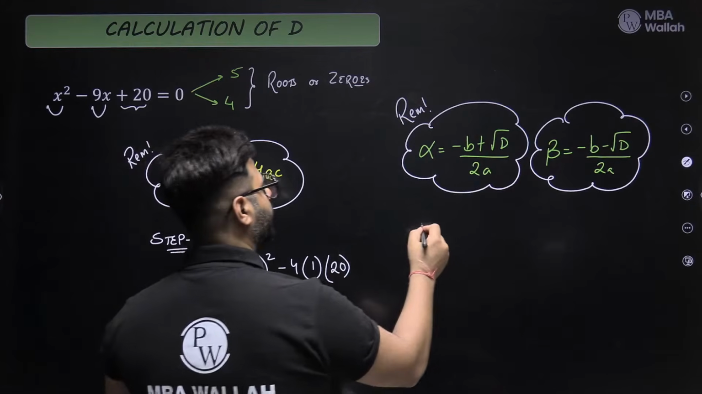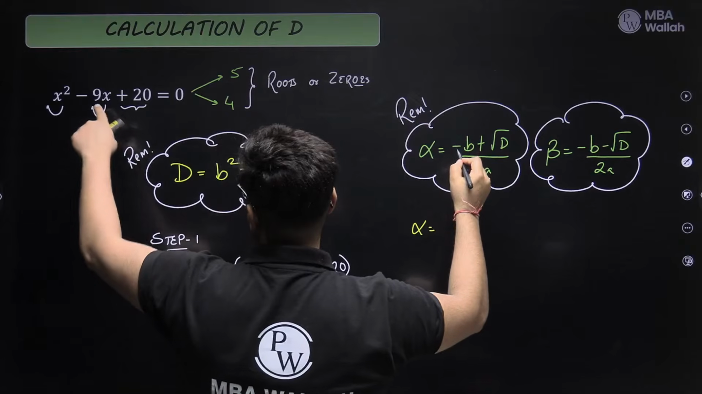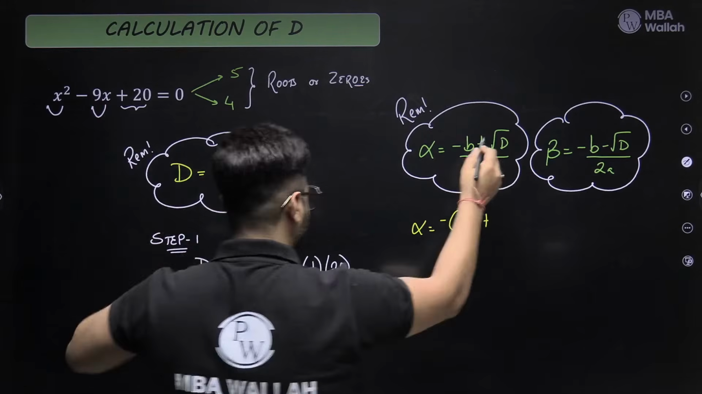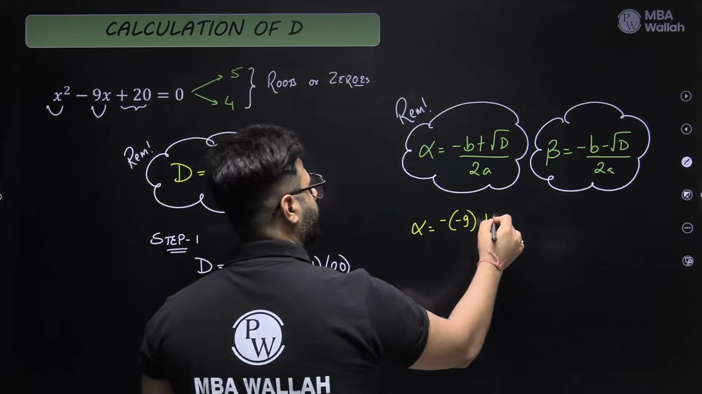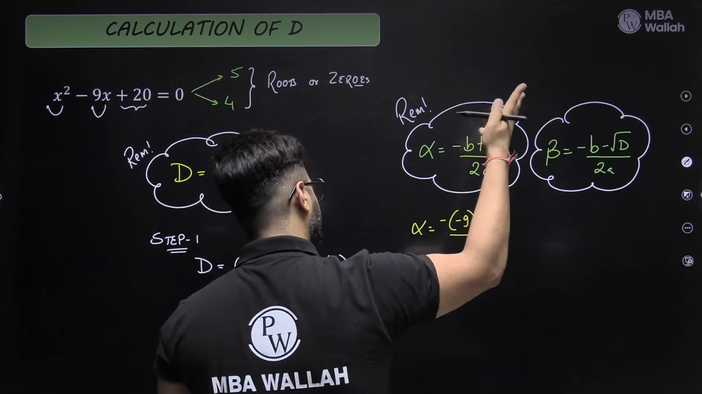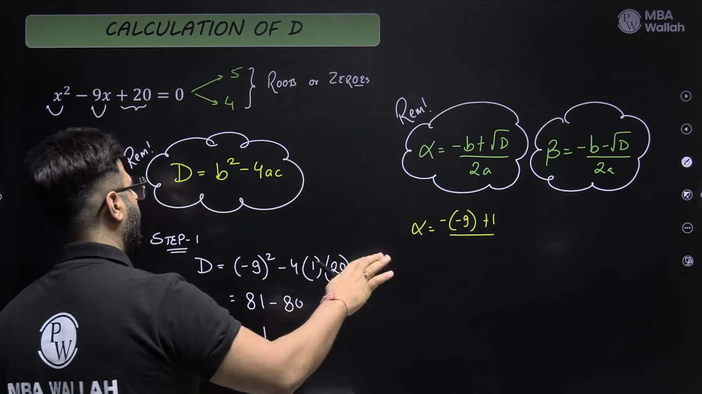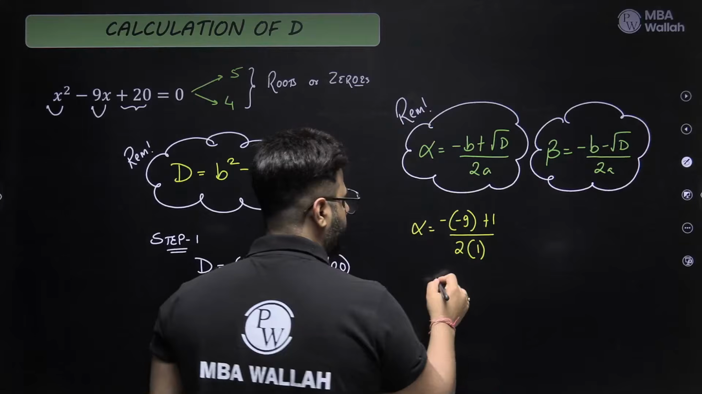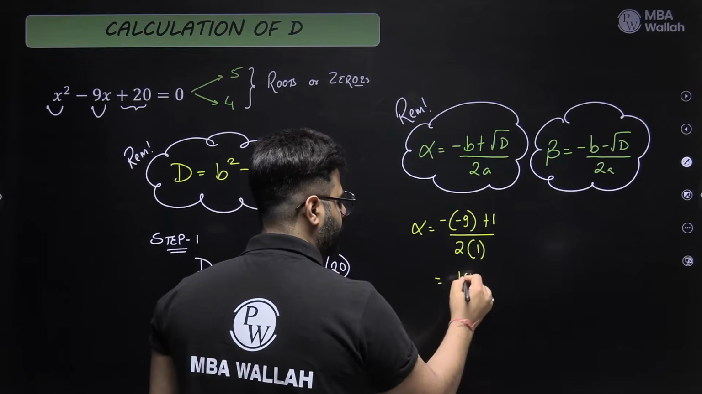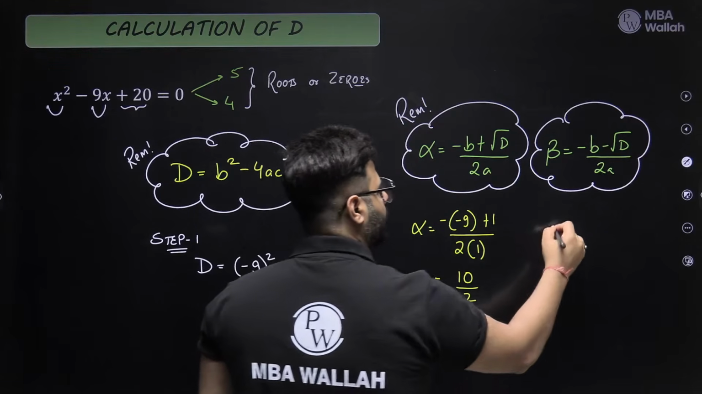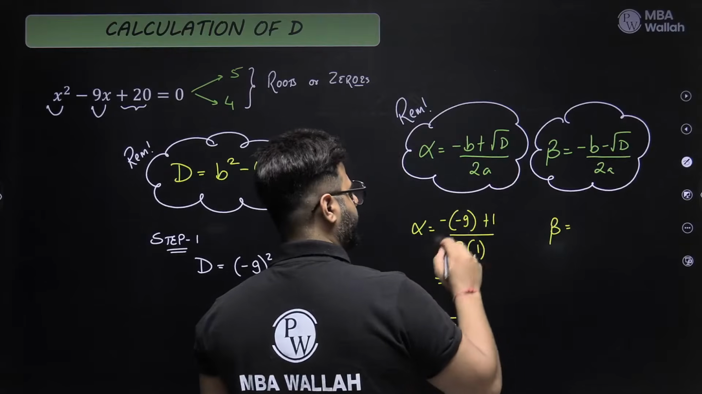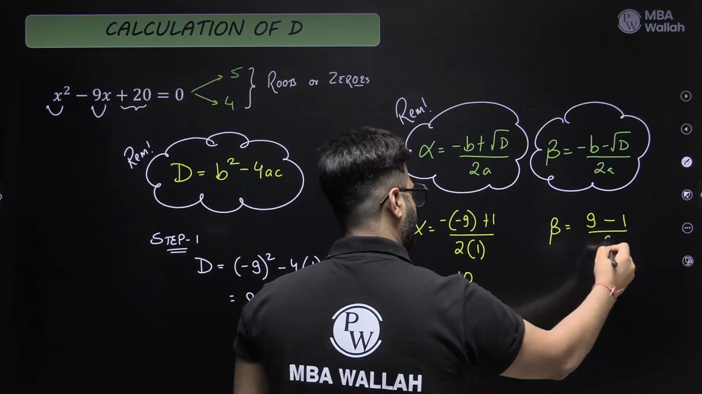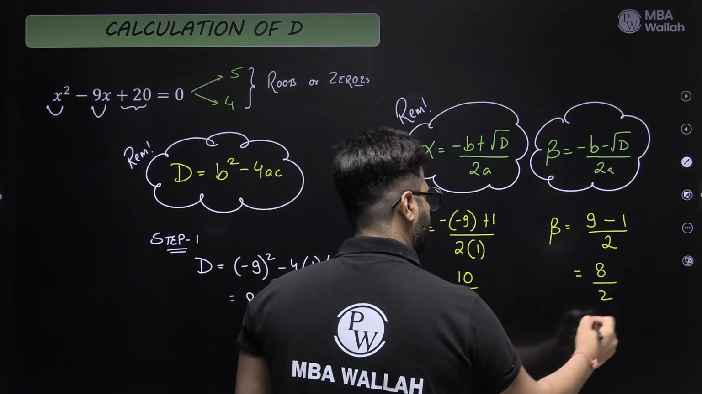So if I try to calculate alpha, alpha comes out to minus b, that means minus of minus 9, right? B was minus 9, plus root D. Square root of 1 is 1, not plus minus 1. Square root is always a positive quantity. Square root of 1 is 1. Divide by 2a. 2 into coefficient of x square is 1, right? So 9 plus 1, 10 by 2, that's 5. Similarly beta, again you get minus of minus 9. Now I'm doing it directly. 9 minus 1 upon 2. So that's 8 by 2 and hence 4.